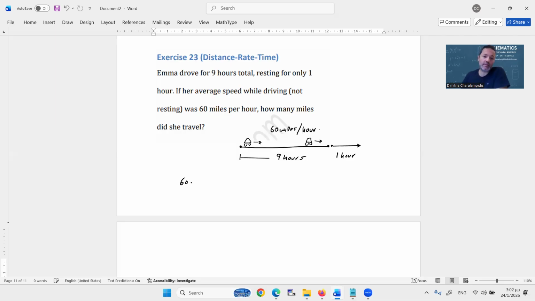60 times 9, which is 450 miles in total. I would say that this is quite a tricky question because you need not to add the hours of travel. You shouldn't do 9 plus 1 because it's explicitly said not while resting.